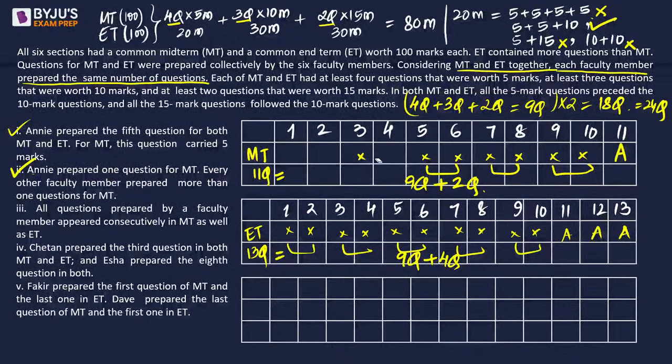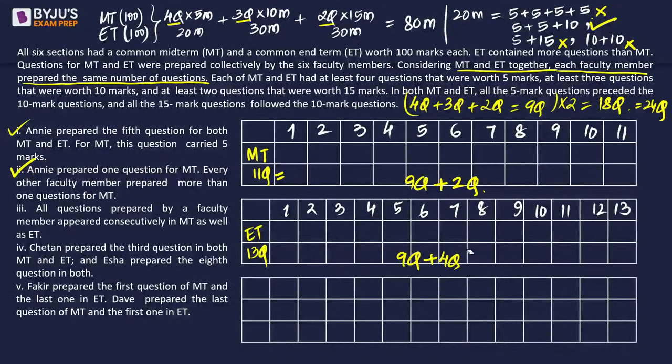Okay. Let's put in the name of the people or the initials of the people who made that question, right? So this was for the explanation part, right? So we now know there are going to be 11 questions and 13 questions. So ये तो fix है. So we need to have 11 questions here and we need to have 13 questions. Okay, let's fill. Annie prepared the 5th question for both MT and ET.